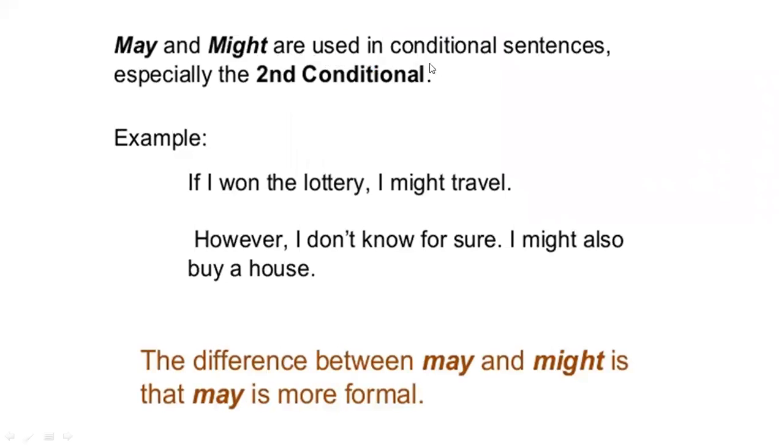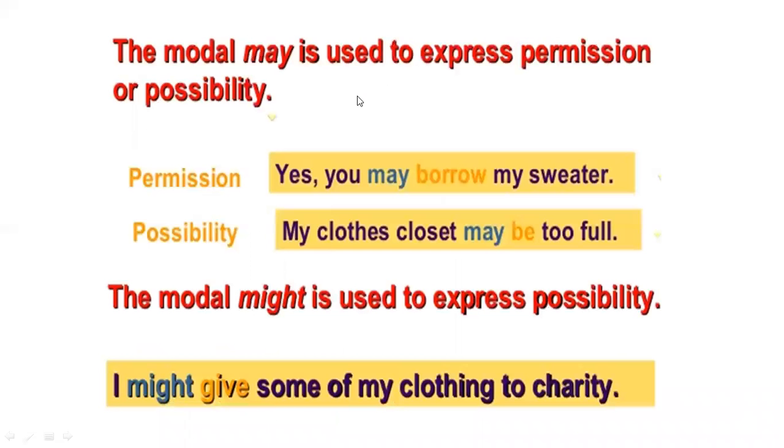May and might are used in conditional sentences, especially the second conditional. For example, if I won the lottery, I might travel. However, I don't know for sure. I might also buy a house. The difference between may and might is that may is more formal.